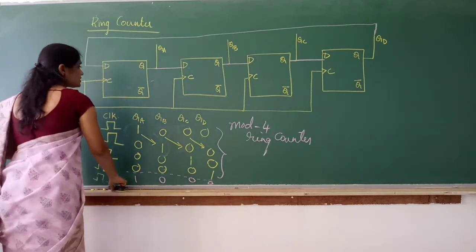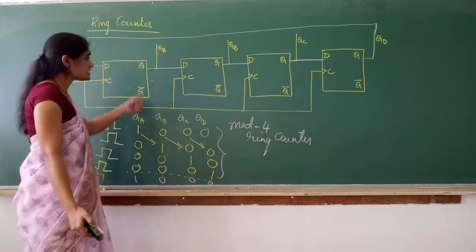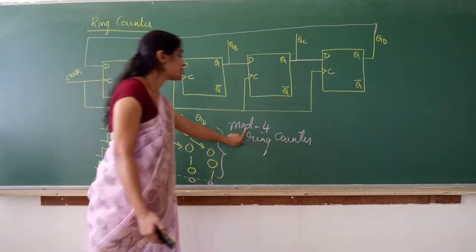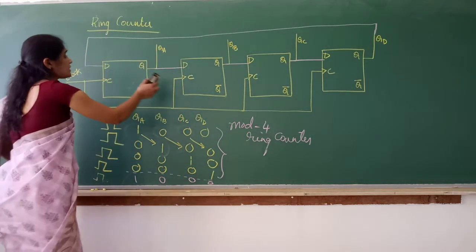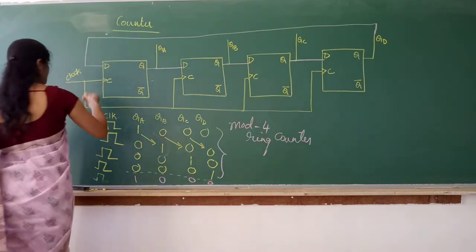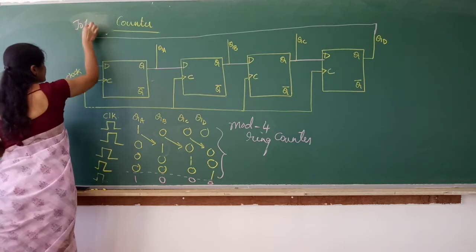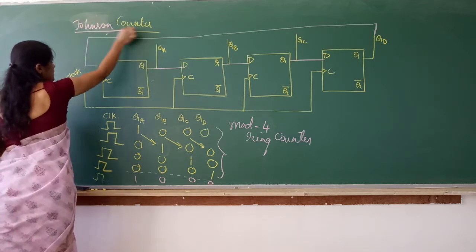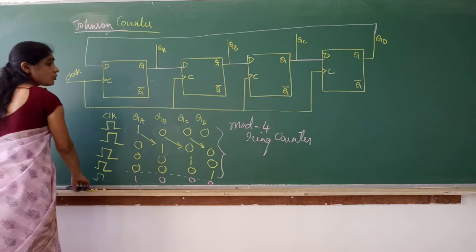Next we will see Johnson counter. So when you explain ring counter, you have to mention the circuit, sequence and modulus. Okay. So this is ring counter. Now to design Johnson counter, a slight modification in the circuit is needed. What is that modification?